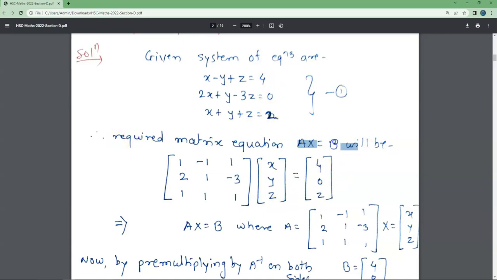In which form is it? AX is equal to B. The required matrix equation AX is equal to B will be this. Then this will be the matrix of coefficients, X the matrix of variables, and 4, 0, 2 the matrix of solutions. That's what AX is equal to B is. So A is what? 1, minus 1, 1; 2, 1, minus 3; 1, 1, 1. X is what? X, Y, Z, and B is 4, 0, 2.